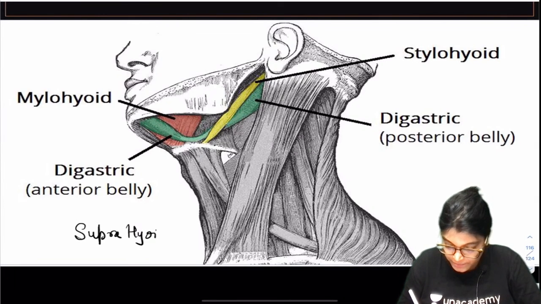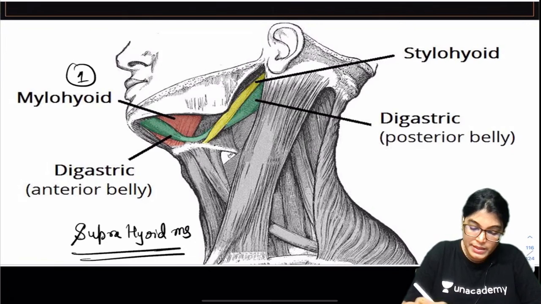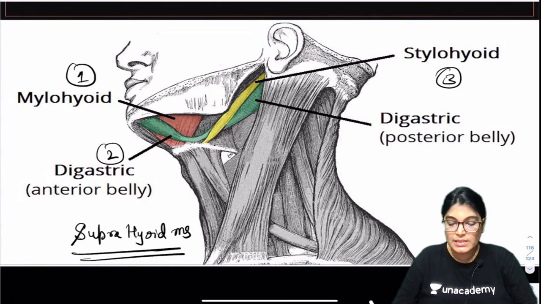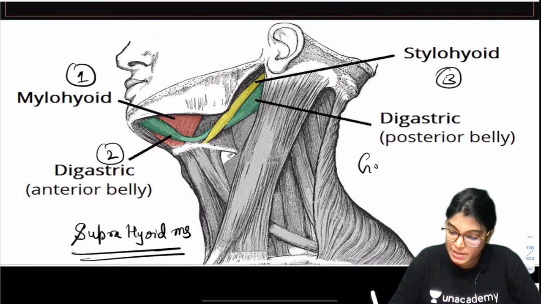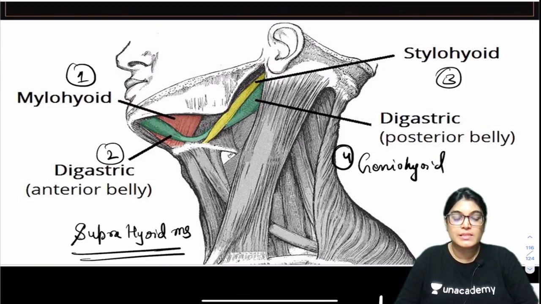Suprahyoid muscles. So it is mylohyoid, digastric, stylohyoid. Okay, these are all suprahyoid muscles. And also geniohyoid, and one more is there, that is geniohyoid. This is also a suprahyoid muscle. So all these muscles are suprahyoid.